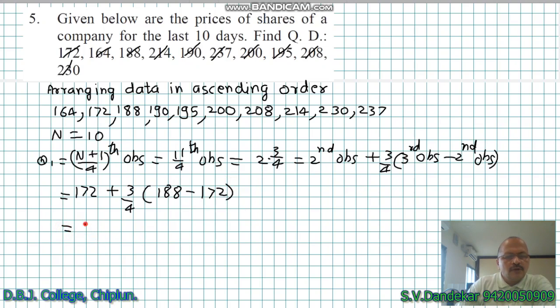This is equal to 172 plus 3 by 4 times 16. 4 1s are 4, 4 4s are 12. So 172 plus 12, it is 184. Q1.